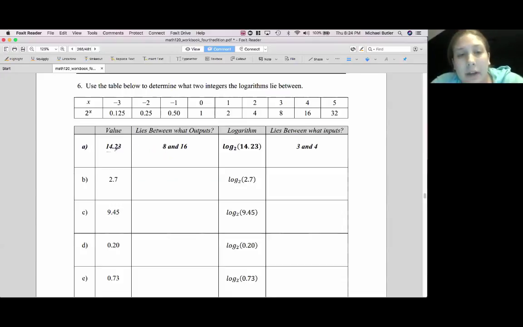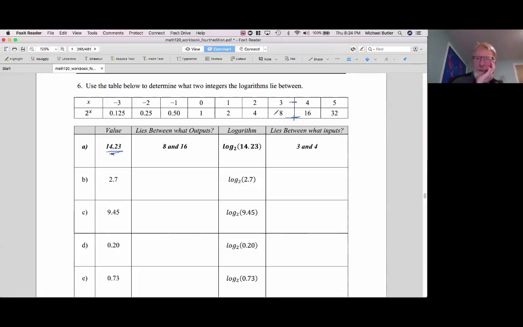So basically what they're saying, the values that they're giving you on the left-hand side are the inputs. Yes, that 14 is between 8 and 16. Yeah, sometimes the brain doesn't fire quite as fast as I want it to. So 14 is in this interval between these two, right? Which means the logarithm's got to be between 3 and 4.